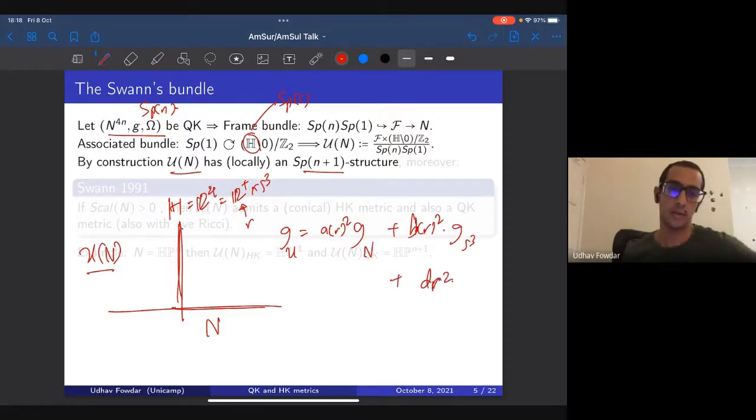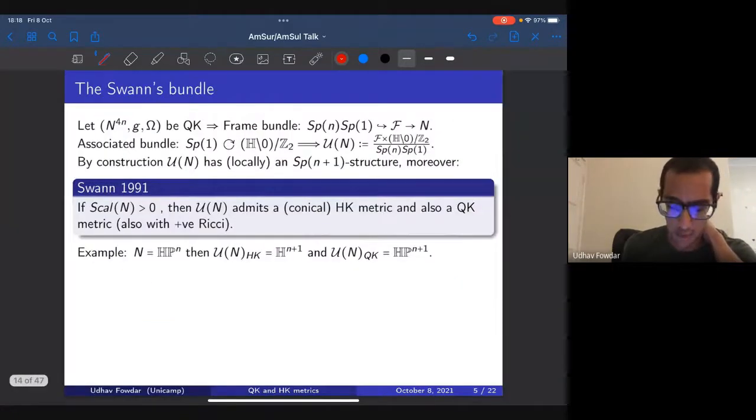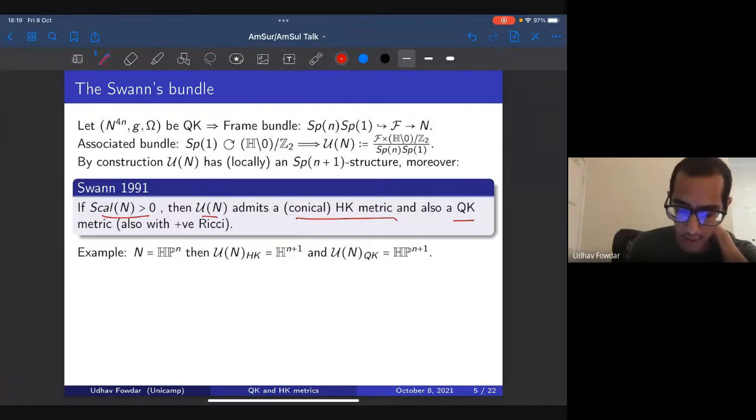So basically, what Swann does is he makes an ansatz for the metric. He says, let's rescale the horizontal space by this function A(r) and rescale the vertical space by this function B here. So this gives you a family of Sp(n+1) structures. So this is the associated metric. And you can solve for the condition that the associated four-form to this space is in fact zero. Okay. When he does that, he solves the equation and shows that, in fact, if your base space has positive scalar curvature, then your Swann space has a hyperKähler metric, a conical one, but also a positive scalar curvature Quaternion-Kähler metric. Okay, so this is the fundamental result.